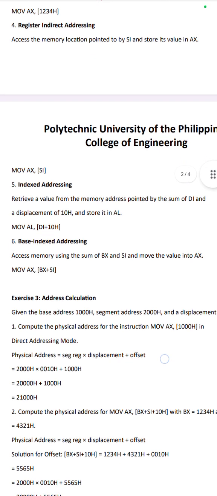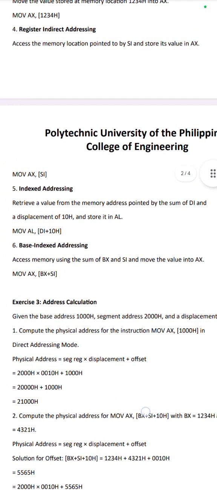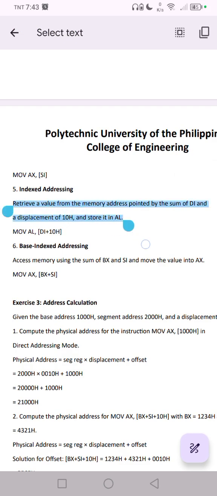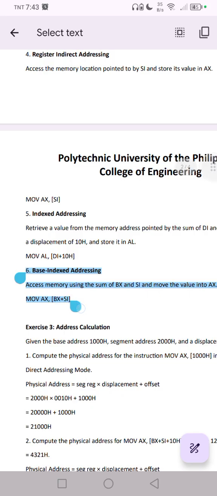Number 5, index addressing. Retrieve a value from the memory address pointed to by DI plus a displacement of 10H and store it in AL. The effective address is calculated by adding 10H to the value in DI. This is useful for accessing elements in an array where DI points to the base address. Number 6, base index addressing.